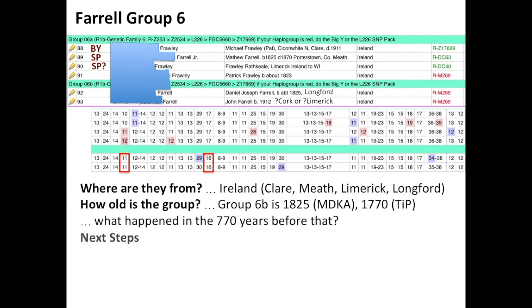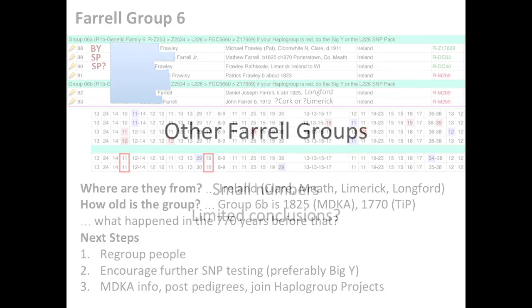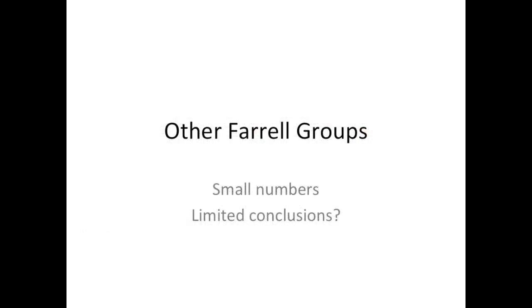Next steps, I need to regroup these people. I need to move some of them into the ungrouped section, and they need to do SNP testing, and it has to be Big Y. With L226 and also with M222, Niall of the Nine Hostages, there is so much chance matching that really your only hope of separating out the wheat from the chaff is to do Big Y testing. Other Farrell groups, there are small numbers, so our conclusions can only be very limited.